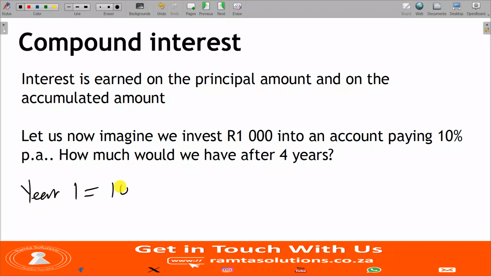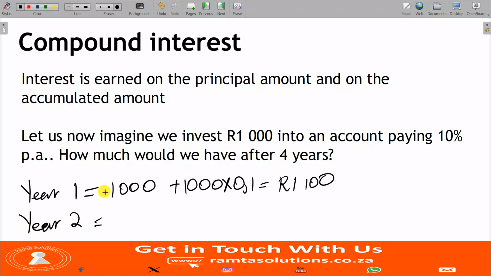The money that you're depositing is 1,000. It gains interest of 10%. 10% is 10 over 100, which is similar to 0.1. So this is 1,100, right? This is 1,100.